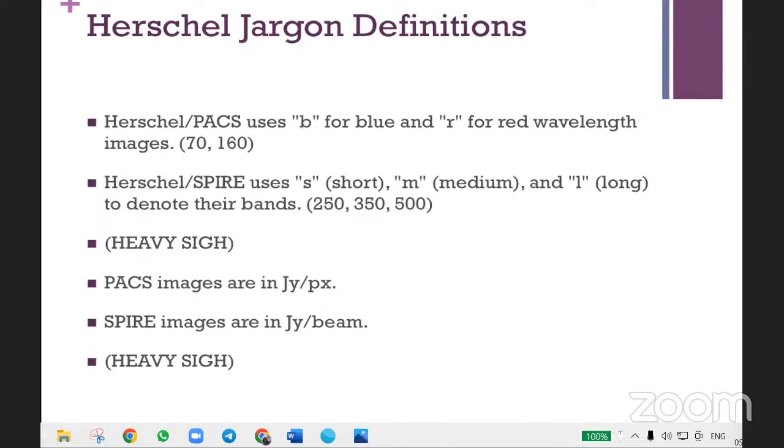So hopefully this gives you the broad picture of how different these spacecraft are, but also how similar they are, and how their observations and data are fundamentally different from each other and in some ways fundamentally the same.